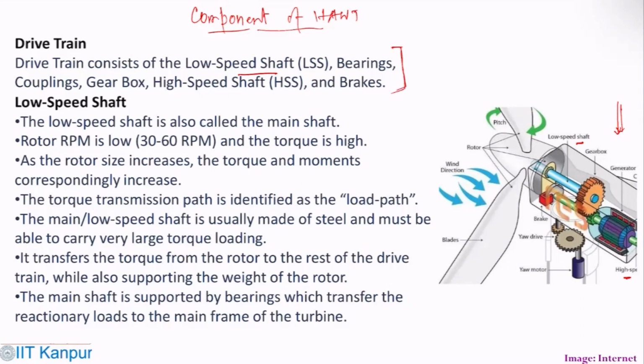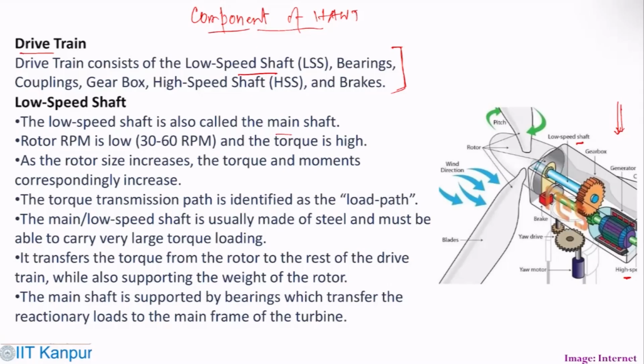Now, what is the purpose of the low speed shaft? Some of the important components that we would talk about: the low speed shaft is also called the main shaft. The reason is that the low speed shaft is connected with these rotor blades. So when, due to the wind, these blades are rotating, this low speed shaft is an important component.